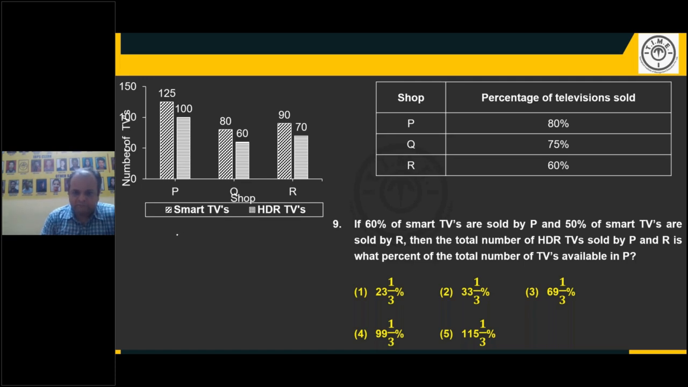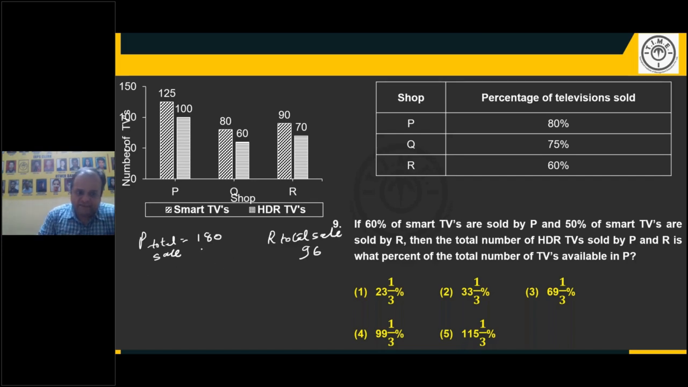If 60% of smart TVs are sold by P and 40% of smart TVs are sold by R. See, P's total sale is 180, and R's total sale that we computed is 60% of, is 96. Option correct. Option 1. Please check. I don't think it's the right answer.